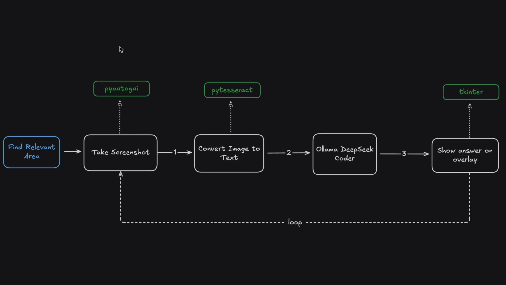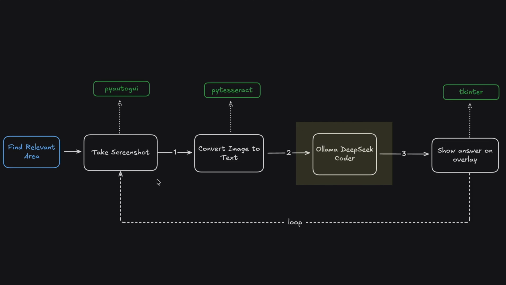So I sat down and I came up with this flow. This is how that program must have worked. So we need a way to take screenshots of our screen of what we're seeing. Then we need a way to convert that screenshot into some kind of text, or at least be able to understand what's being displayed. So we need to convert that image into text.